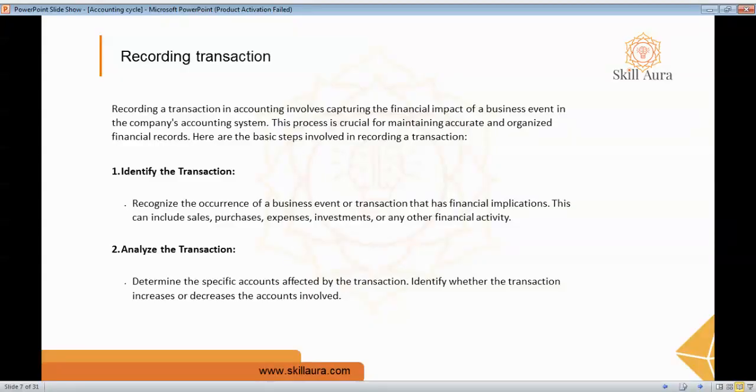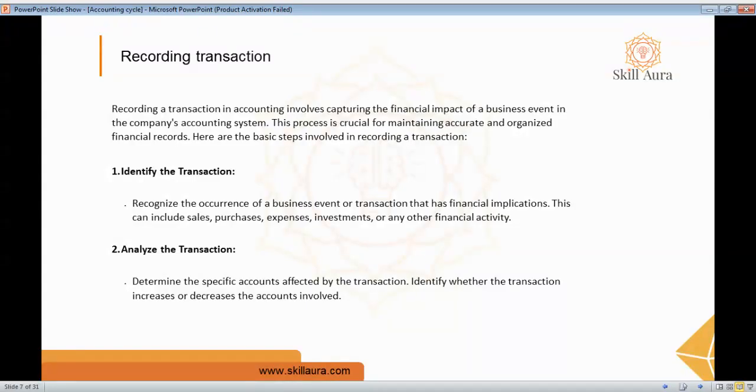Then we have to analyze or classify it, by determining the type of transaction such as revenue, expenses, asset, liability, or equity, whatever it might be. It helps to understand how it impacts the financial statements. These are the two things we are going to do in the first step. Then we record the transaction. Here we'll go through recording the transaction.